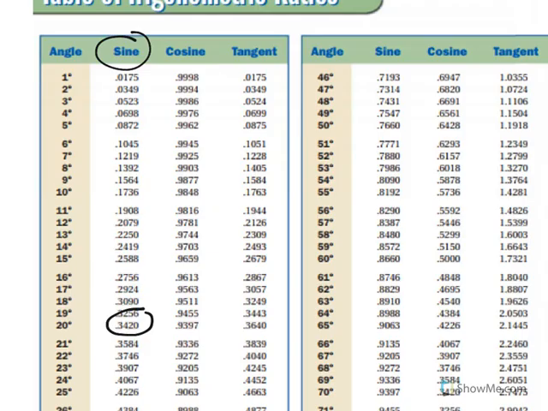So the next big question is, where did all these values come from? Is there some way that we can calculate them? And that's what the next few lessons are going to take you through. There are a few values that are easier than others.